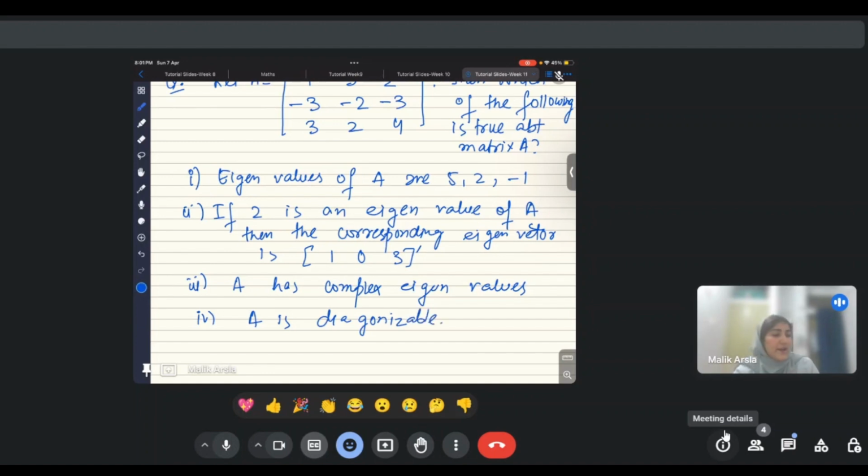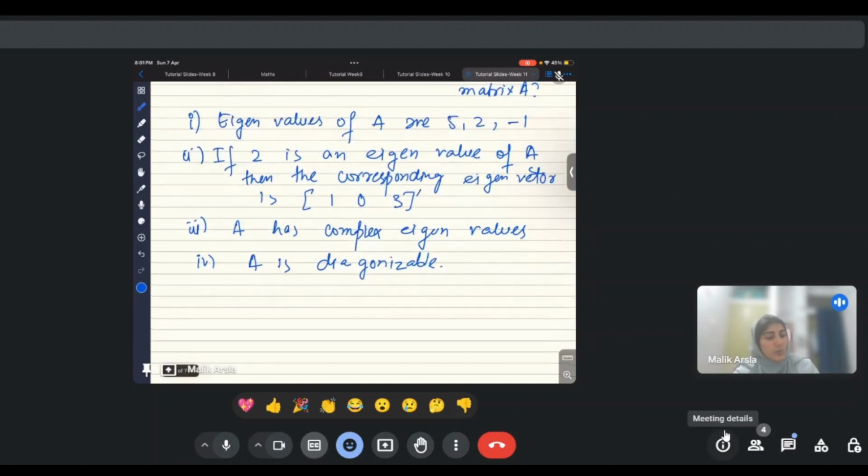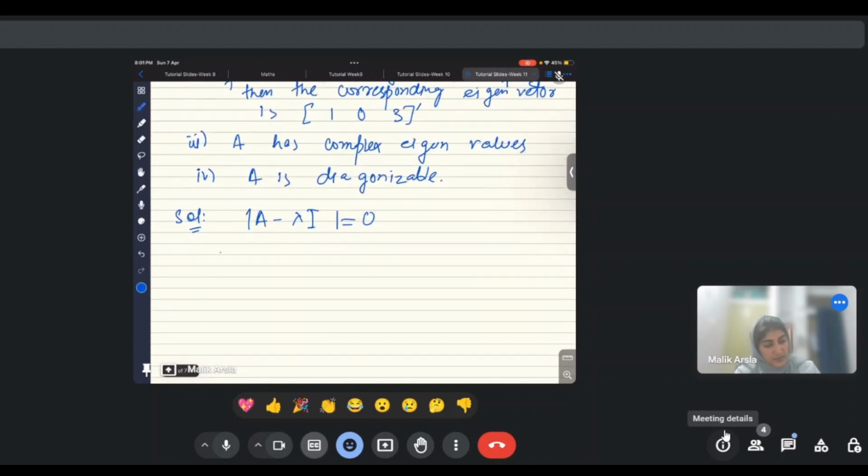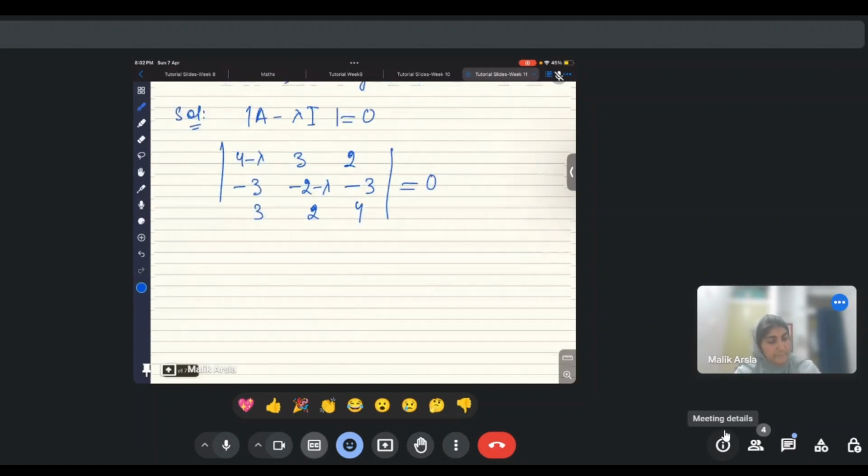Since it is related to eigenvalues, you first will find what? Eigenvalues of A. So determinant of A minus lambda I is equal to 0. So it will be the determinant of 4 minus lambda, 3, 2; minus 3, minus 2 minus lambda, minus 3; 3, 2 and 4 minus lambda, equal to 0. Can you quickly find the eigenvalues?